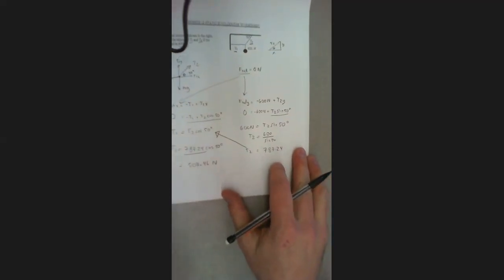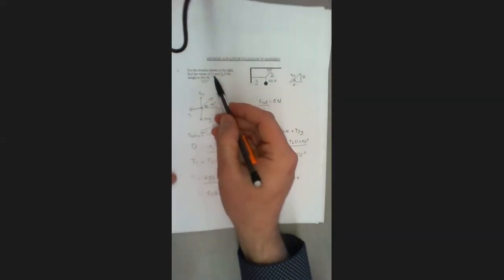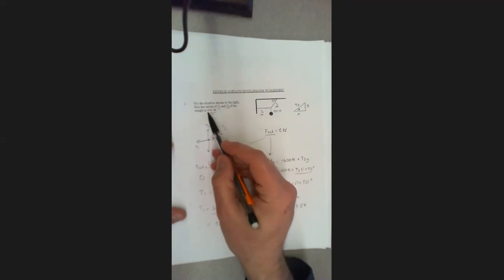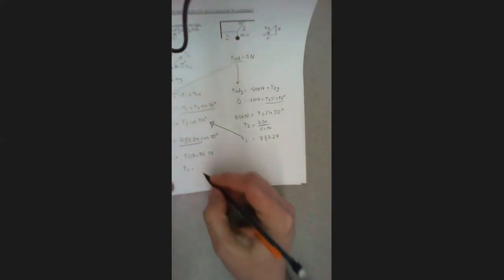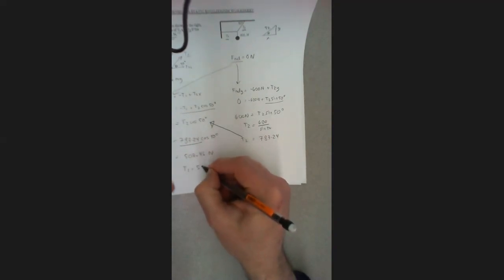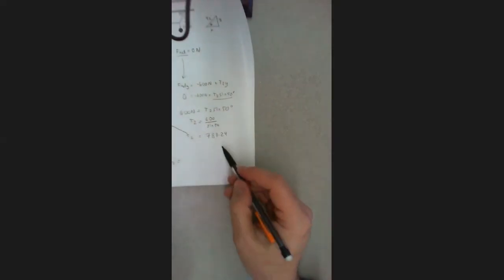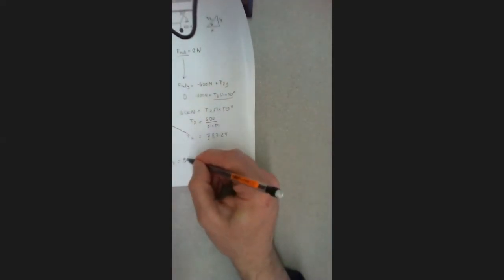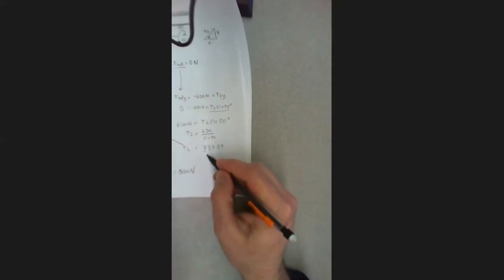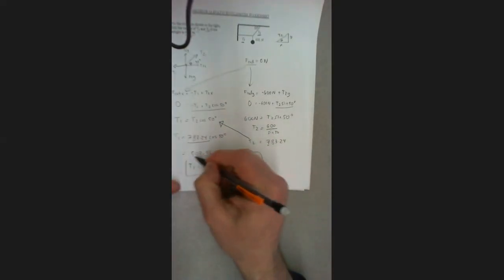So 503.46 newtons. And now, of course, sig figs, as you see up here, 600 is one significant digit. So T1 will equal 500 newtons, and T2, as we round to one sig fig, will equal 800 newtons. And yes, it's way off from 783, but that's how sig figs work, as you know. And we have our final answer.